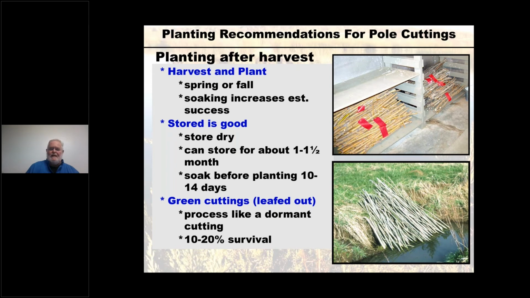And what we find is that if you go ahead and treat a cutting that has already leafed out as a dormant cutting, that means cutting off all the side branches and about 2 feet on the top. Remember, 2 feet on the top is where the flowering parts of willow are. So we don't want it to flower, so we're going to go ahead and cut off that top 2 feet. And then you're going to cut off all the side branches. The problem is that you're talking about 10 to 20% survival. So it's not very much, and you're going to want to plant a whole heck of a lot more than what you would typically do if they were dormant.